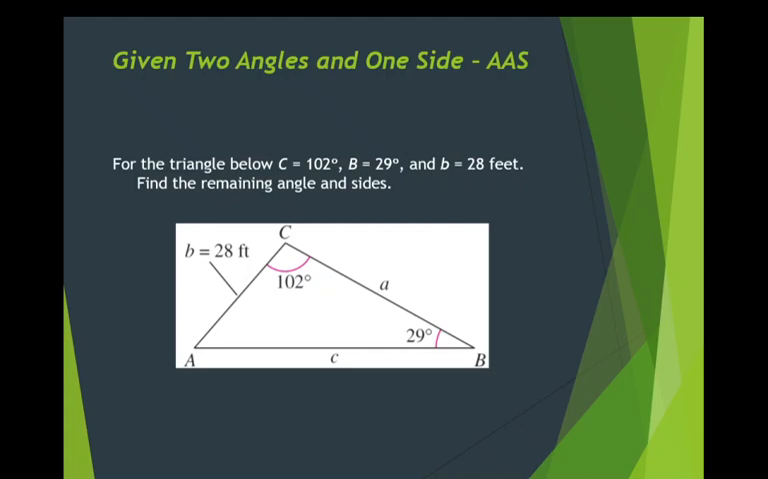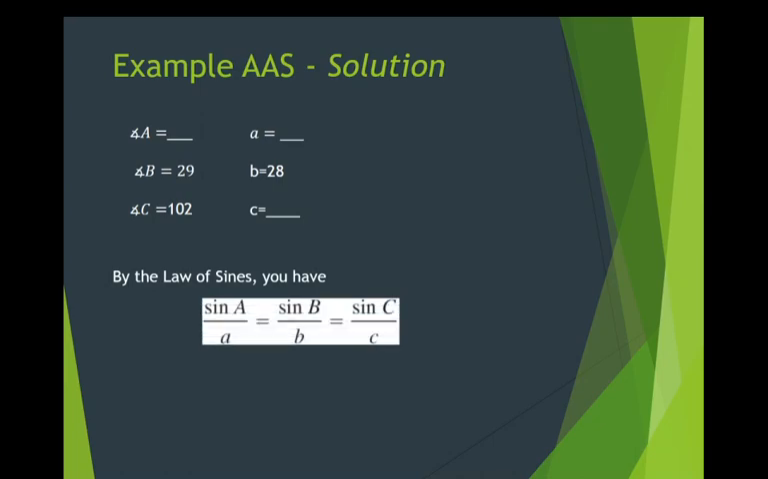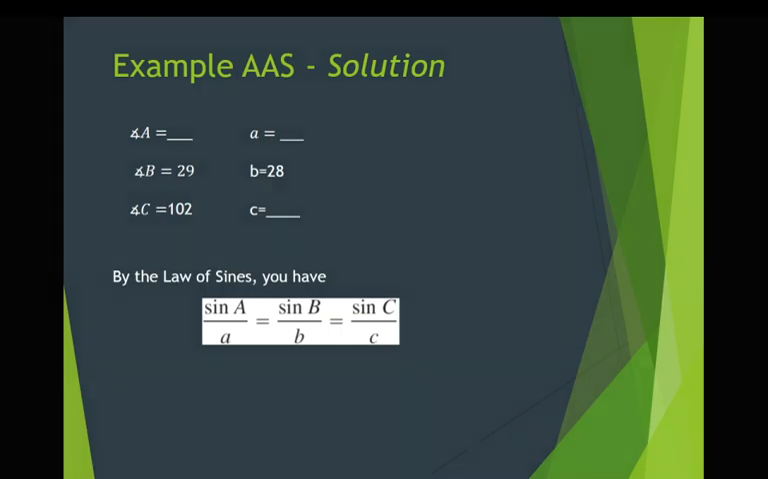So the first thing that I always tell my kids is set up your information. I have this triangle, I have these angle measures and the side length. I have my triangle drawn out, but I'm going to create a table. My table is going to look like this. I have angle A, angle B, angle C right here, and then I have side A, side B, and side C here. I would set it up this way every single time, and I'll explain why in just a minute.